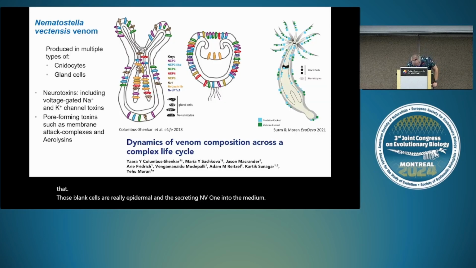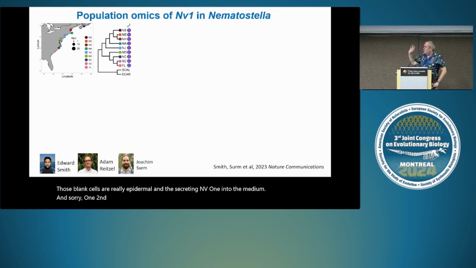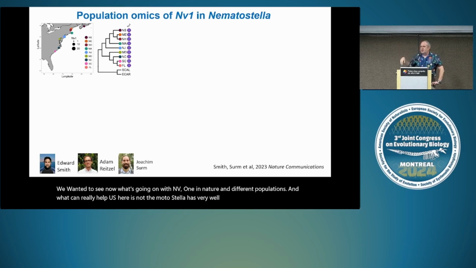So basically, we wanted to see now what's going on with NV1 in nature, in different populations. What can really help us here is that Nematostella has very well separated populations, starting east of here in Nova Scotia in the north, in Canada, going all the way down to Florida in the US, and there is very little gene flow between those populations for different ecological reasons I can mention later.